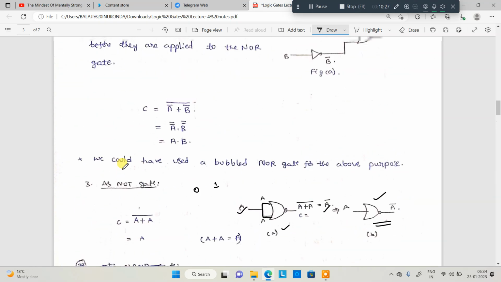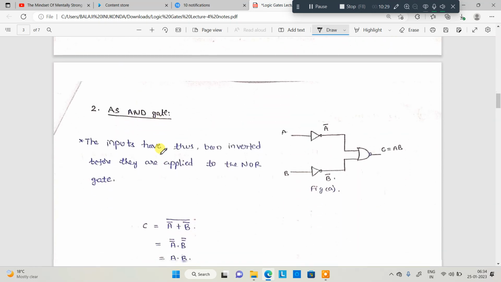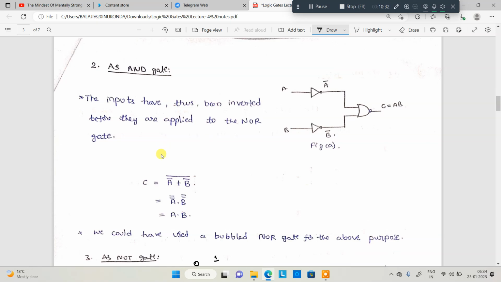Next, coming to the third one, the AND gate. In this NOR gate, the inputs are each connected through two bubbles, so you will get A bar and B bar. That means C is equal to (A bar plus B bar) whole bar, which is equivalent to A into B, as the double bar gets cancelled. What will you get? A into B, and A into B is nothing but an AND gate. Clear? So that is the representation of the AND gate here.